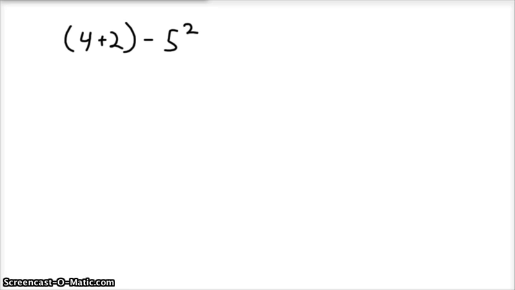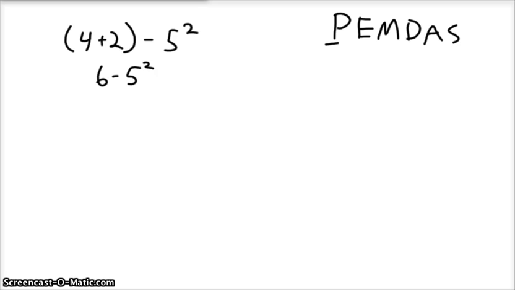All right, this is one I just made up. We have 4 plus 2 minus 5 squared. Remember, we're keeping in mind PEMDAS. The first thing I have to look for is parentheses. We have something inside the parentheses, so we have to do that first. Now we have 6 minus 5 squared. Now we do have an exponent, so that is next. So we have 6 minus 25. And when you take away 25 from 6, we are left with negative 19.